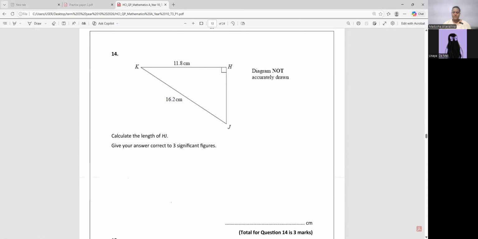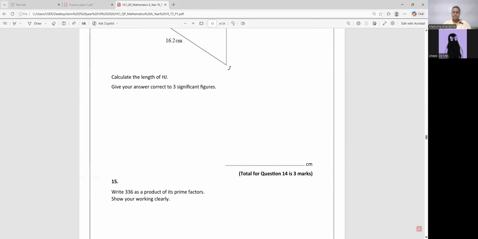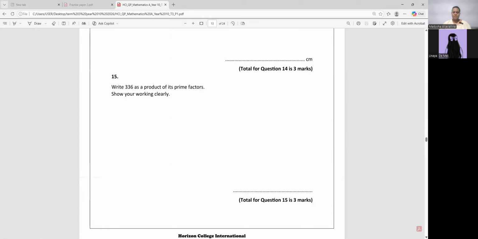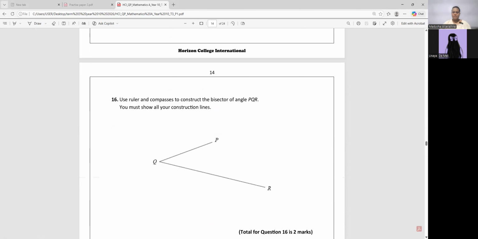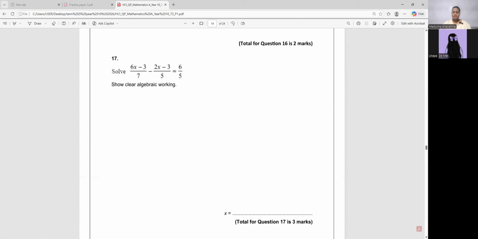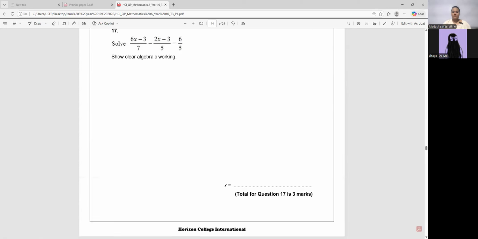This one we did. This is easy. This one, the last one. Solve and find what is x.